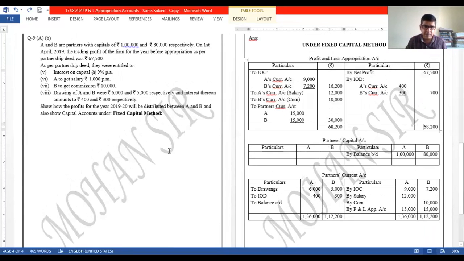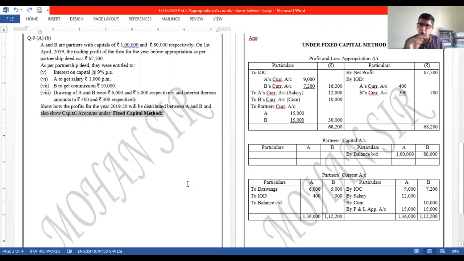Whenever you find that the sum has this specific word, that is fixed capital, you have to remember throughout partnership that if the word fixed capital is used anywhere, we need to pass all the adjustments through the current account only. So that is one change which I have done in the P&L appropriation account, and you can see that in the capital account only the balance of capital is shown. In the current account you can see that interest on capital, salary, commission, the distribution of the profit all appear on the credit side, and on the debit side you can see drawings and interest on drawings, and then we need to calculate the balance also.